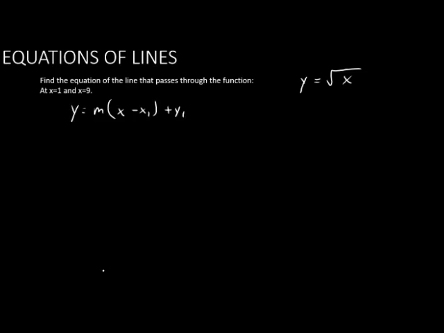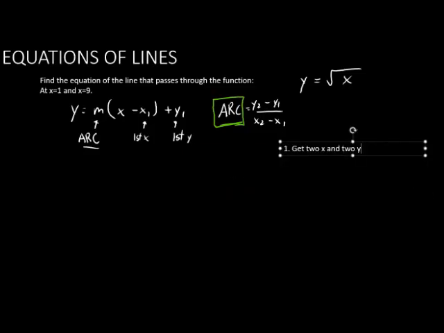The x1 is the first x value, the y1 is the first y value, and the m is the average rate of change. Let's remind ourselves also that to find the average rate of change, we take y2 minus y1 over x2 minus x1. Therefore, in order to find the equation of the line, we must first find the average rate of change. Now, in order to find the average rate of change, we must get two x's and two y's. You may be able to see that we do have two x's already. Therefore, our first order of business is to get the two y's that go with them.